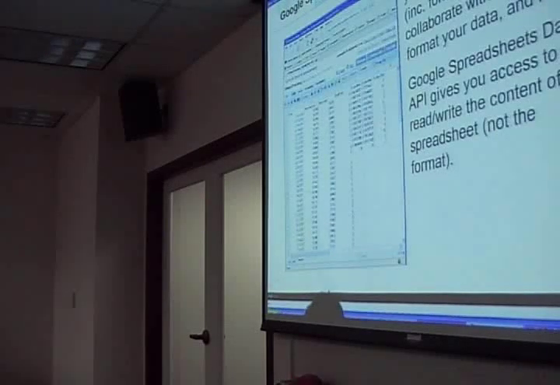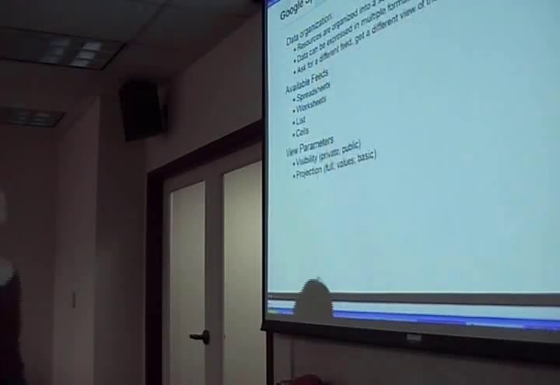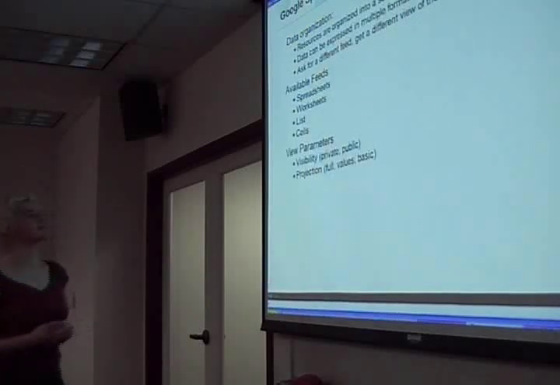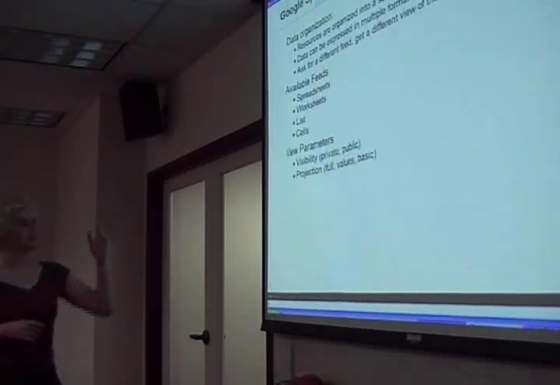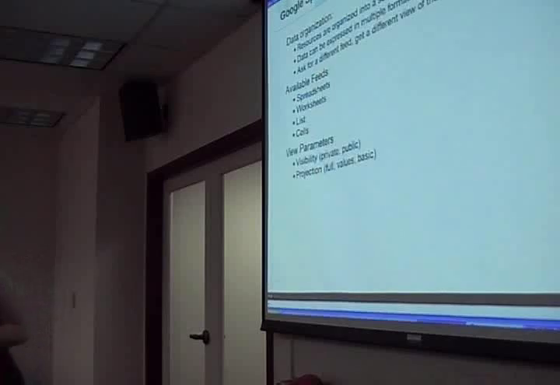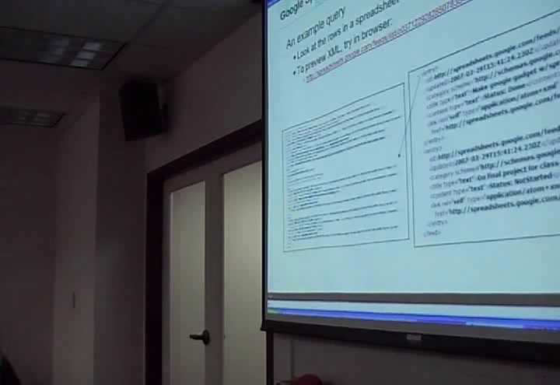The only problem with it is that you shouldn't use it for more than 20,000 cells, maybe, because it loads into the UI, so you don't want to hurt your browser too much. So it's kind of like a mini database. We have a couple different feeds: spreadsheets, worksheets, lists, and cells, and those last two are for just a worksheet. This is just the XML.